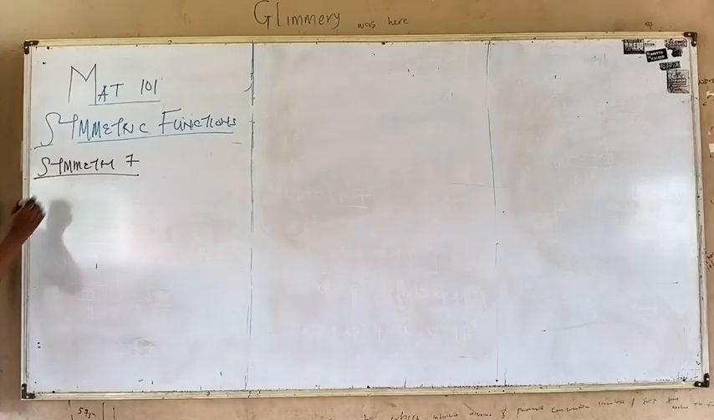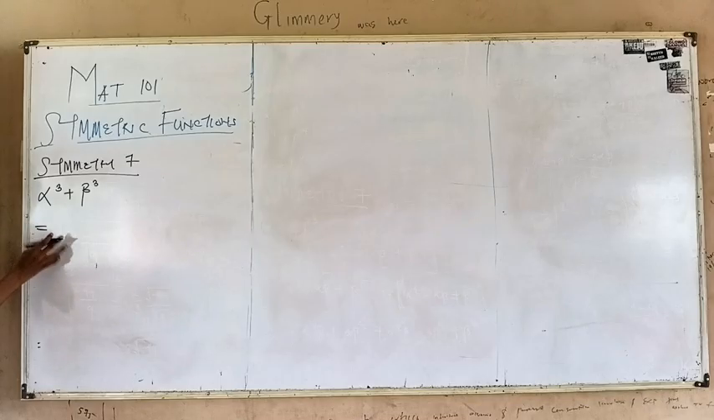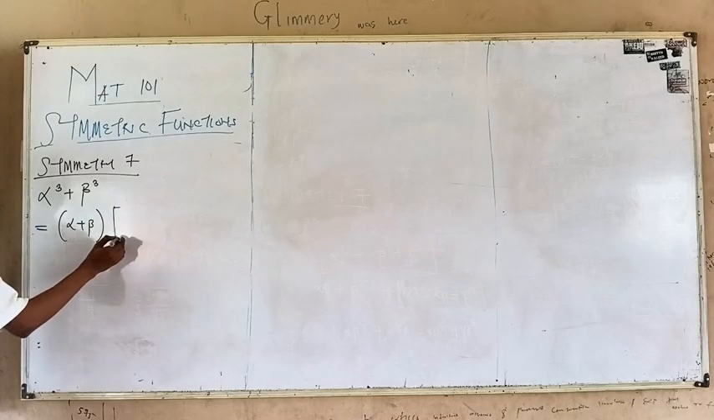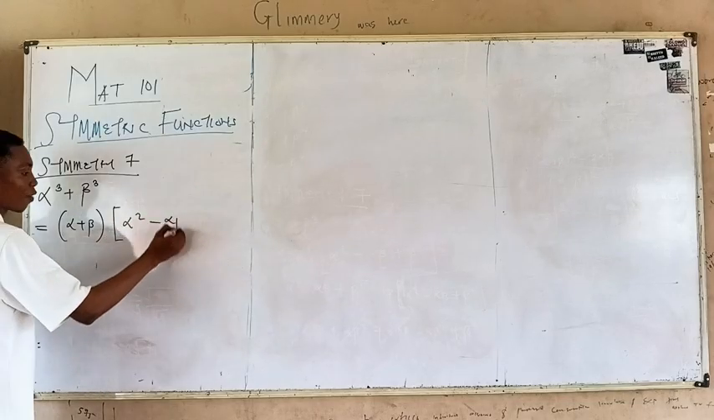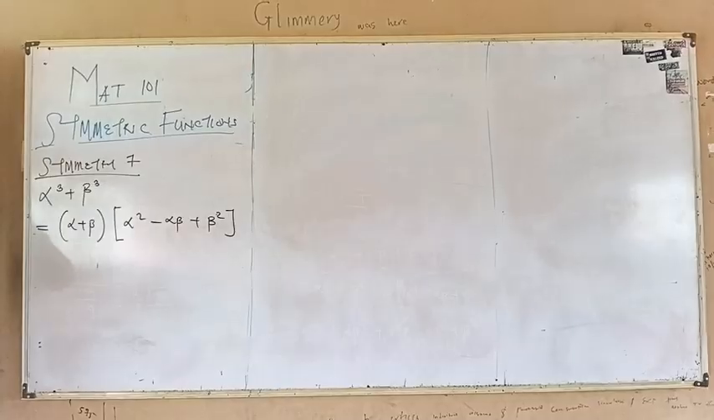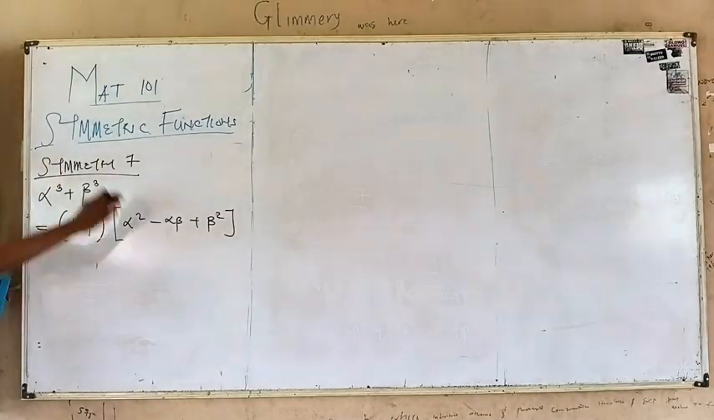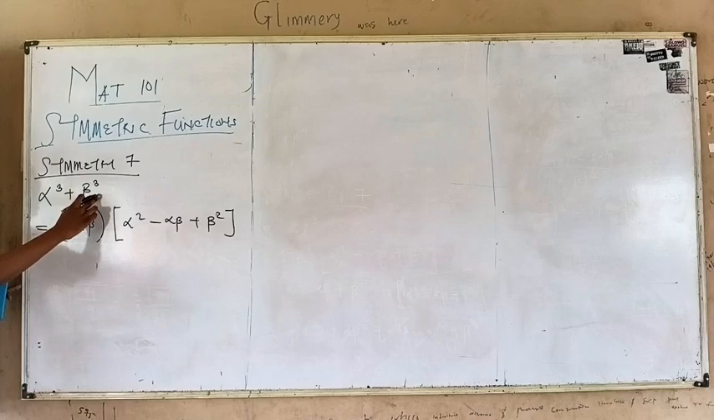Okay, so we have the other one, alpha cube plus beta cube. So we said this can be written as what? Alpha plus beta, then the bracket alpha square minus alpha beta plus beta square. Is that not it? So I said if you should expand this straight up, you are going to arrive back to this when you expand it.